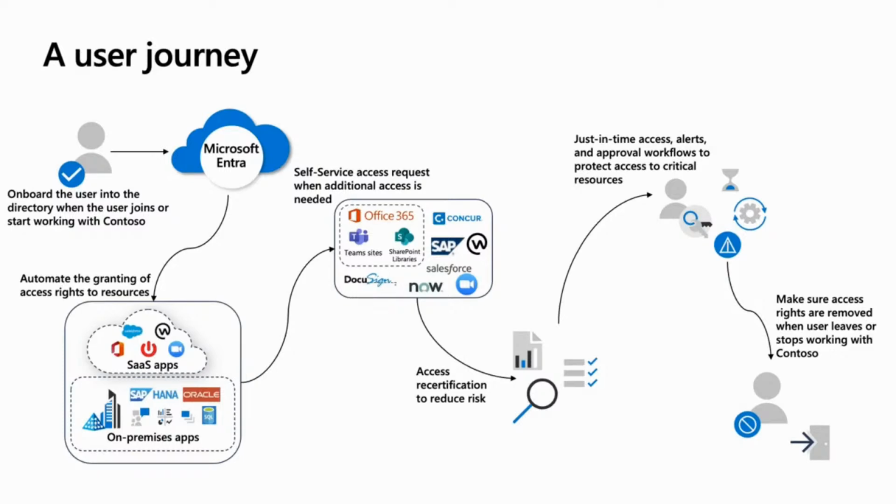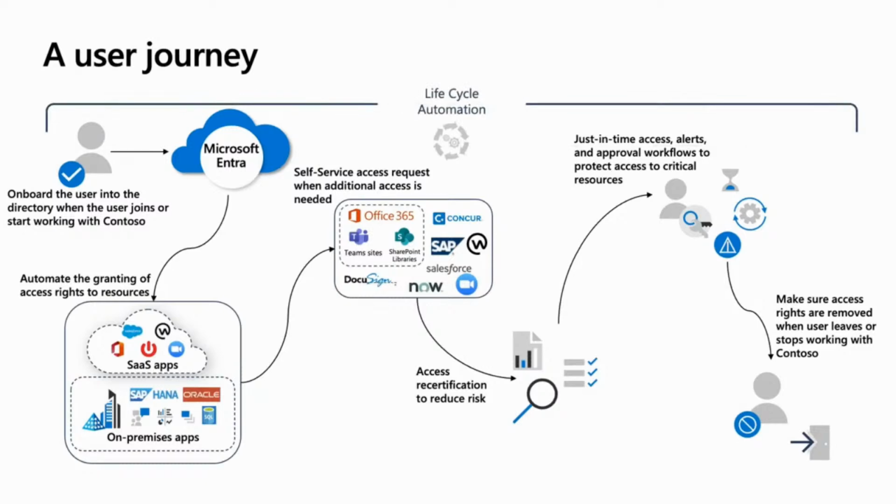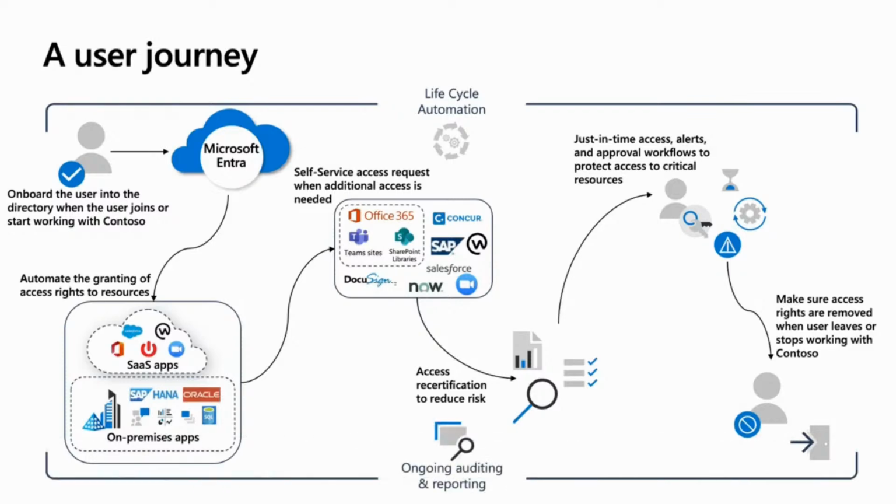In all of these steps, there is already a lot of automation available, but there is one automation layer that sits on top of this. And that's what we call lifecycle automation. Lifecycle automation focuses on the JML processes, so the joiner, mover, leaver processes. While we're doing all this, there is also one thing very important, and that's the ongoing auditing and reporting.